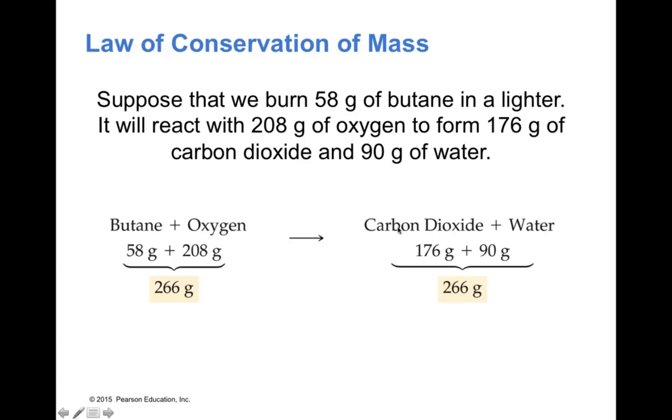Even though you start with two different compounds and produce two different compounds, the mass of the reactants is always going to be equal to the mass of the products in a chemical reaction. This is the law of conservation of mass.